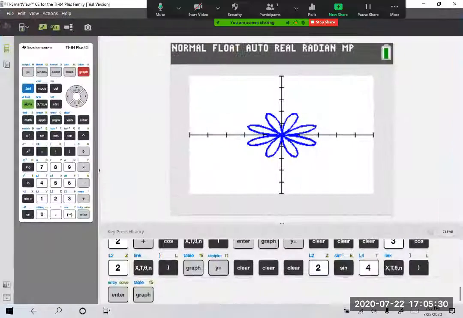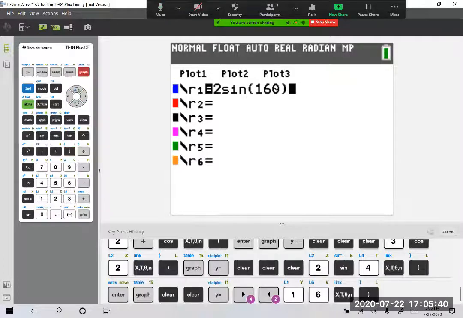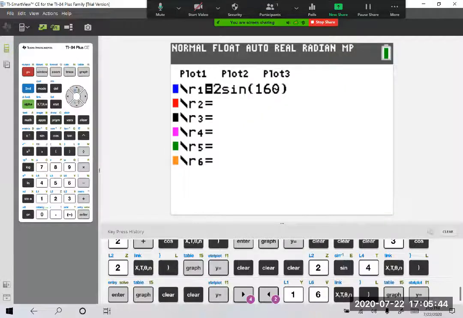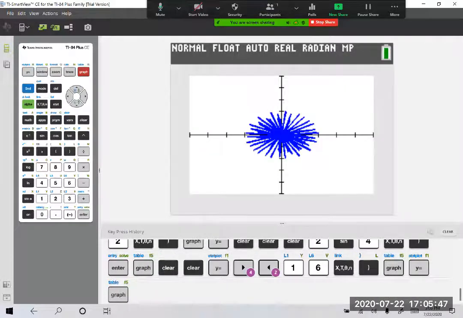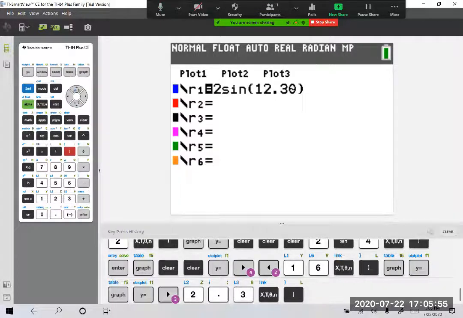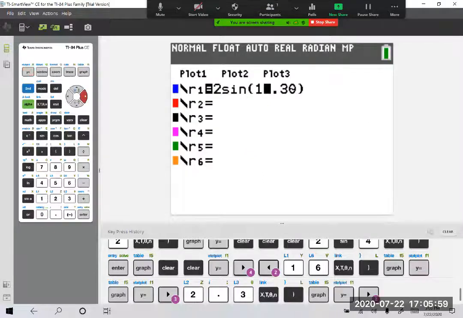Now, if you guys want to really go crazy, you can try y equals, let's say 2, and let's make it go crazy. Let's say 16 theta. Or did I do 16 or 160? Oh no, 16. So that's what happens. Let's see if we do 2.3 theta. Let's see if that does anything crazy. Oops, y equals.